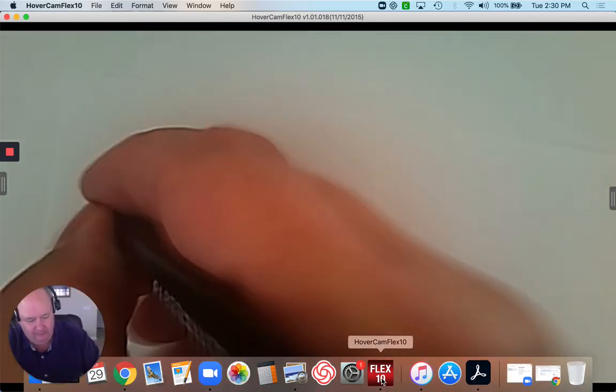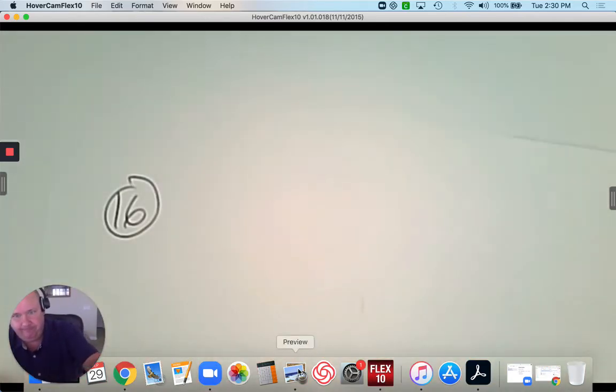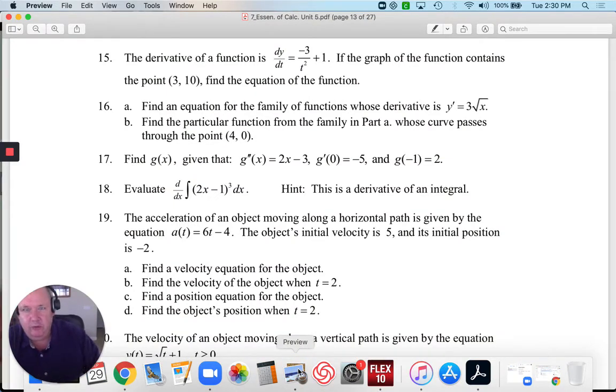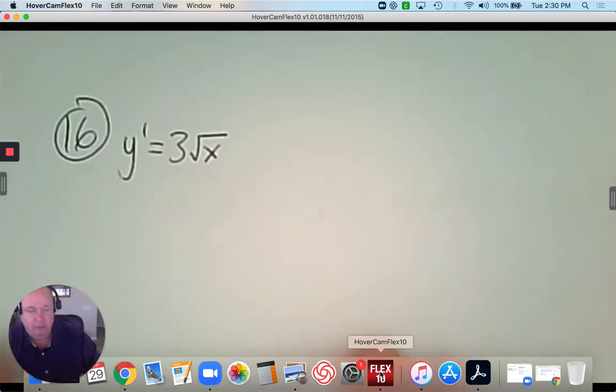Number 16. Number 16, find an equation for the family of functions whose derivative is that. So y prime equals 3 root x, and then go through a particular point. The first part is you need to go plus c when you do it.